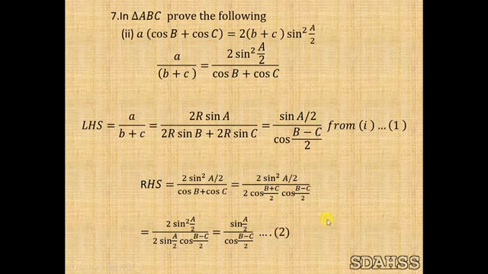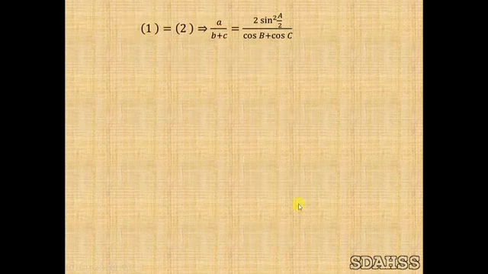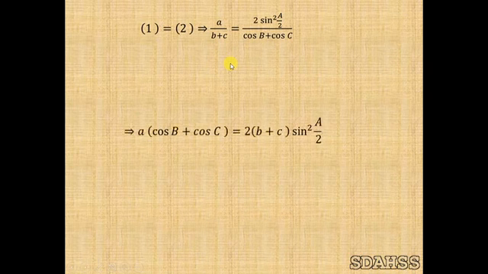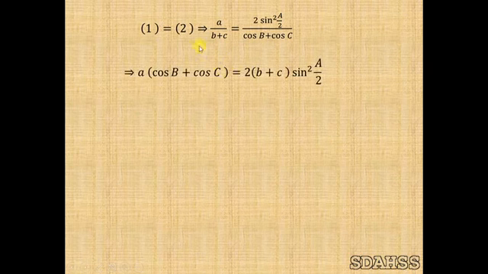Mark it as 2. Now you compare the first and the second answer, both are equal. So a by (b plus c) is equal to 2 sin square A by 2 divided by cos B plus cos C. Hence we proved. Cross multiply, then you will get the answer. Hence we proved.